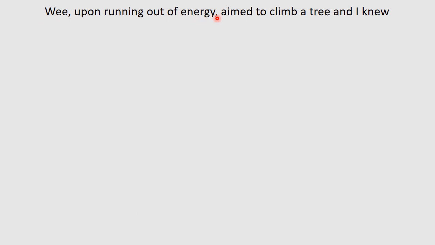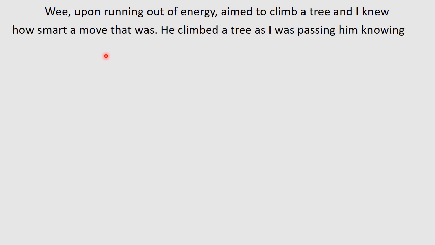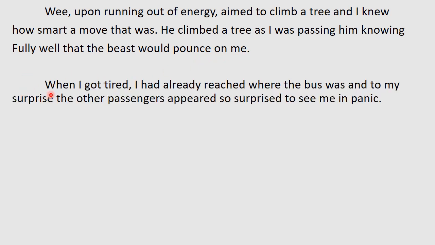We, upon running out of energy, aimed to climb a tree, and I knew how smart a move that was. He climbed a tree as I was passing him, knowing fully well that the beast would pounce on me. So, by the way, here it's a mistake. It's supposed to be small f here. You can't write a capital letter in the middle of the sentence unless it's a name of something or someone. Okay, so we of course climbed a tree, and I knew that whatever was chasing us, it's going to pounce on me. Okay, next paragraph.